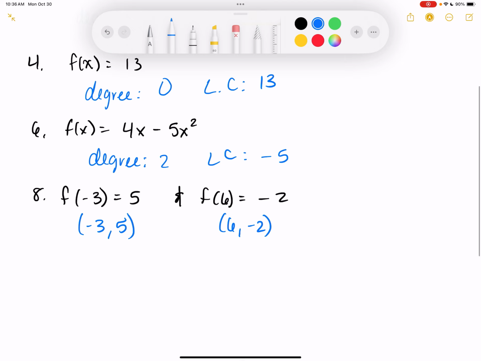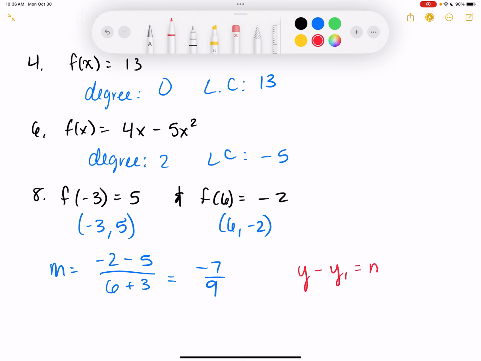So how do I find slope? y1 minus y2 over x1 minus x2, or y2 minus y1 flipped, but yes. It doesn't really matter as long as you do it the same for both, because this could be point 1 and this could be point 2, or the other way around. So negative 2 minus 5 over 6 minus negative 3, so plus 3. So negative 7 over 9. Now what's point slope form generically? y minus y1 equals m times x minus x1.